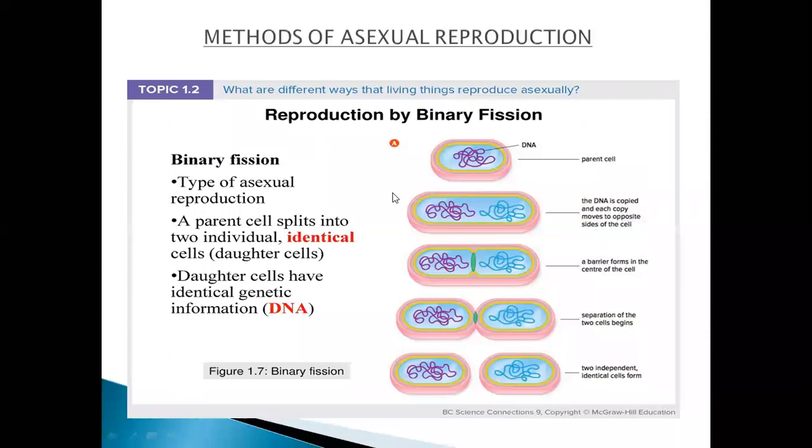Before showing you binary fission, let me tell you where it takes place. It takes place in unicellular organisms. For unicellular, we have here bacteria, right? Bacteria is a unicellular organism. Is bacteria unicellular or multicellular? Unicellular, yes, it is unicellular. One more thing: where does binary fission take place? I told you it takes place in unicellular organisms. Besides that, it takes place in protozoans.